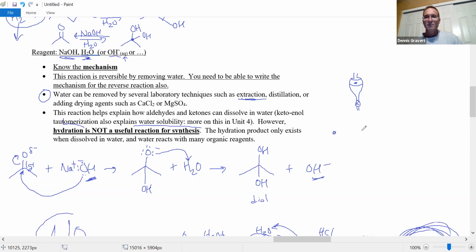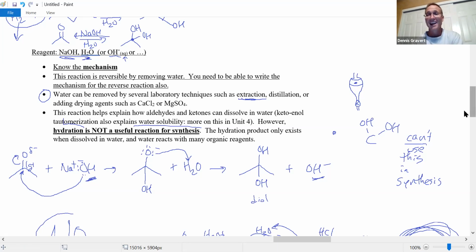So if you have a carbon with two alcohols attached to it, in general, we can't use this in synthesis. So don't try and do it. You won't earn points. That's a big warning here. So why are we even showing it? Because it's a fact of life.